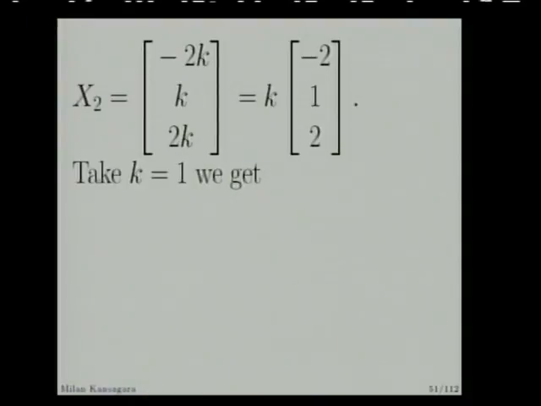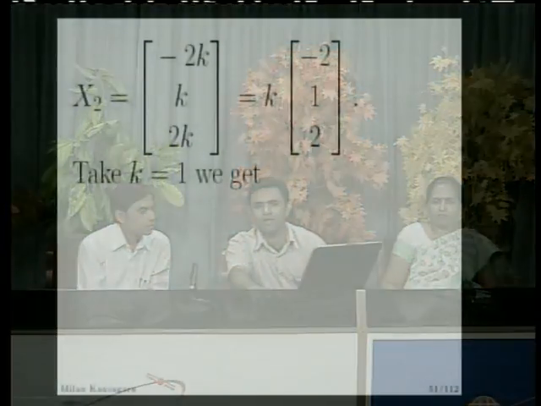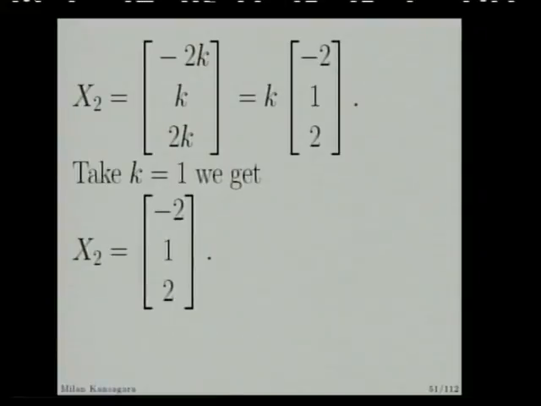Now choose k equal to 1. Here we can choose k equal to 1 by 2, 1 by 3, 7 by 8, whatever. But k equal to 1 gives a nice form. K equal to 1, then it is minus 2, 1, 2. If we take k equal to say 1 by 3, we get minus 2 by 3, 1 by 3, and it becomes complicated. So we take k equal to 1. So x2 is minus 2, 1, 2. If we choose different values of k, then we get different eigenvectors. So corresponding to our eigenvalue, we will get infinitely many eigenvectors. So the eigenvector is not unique.